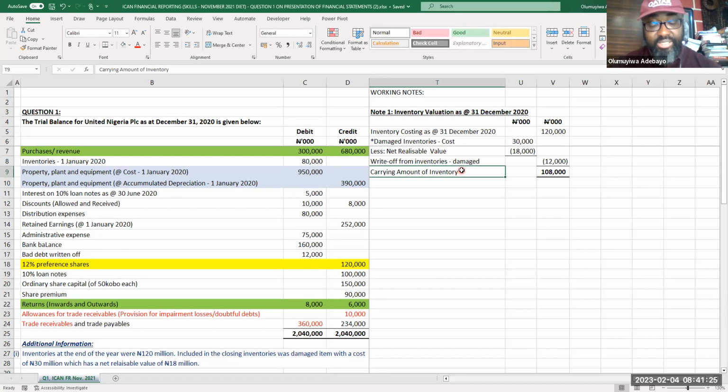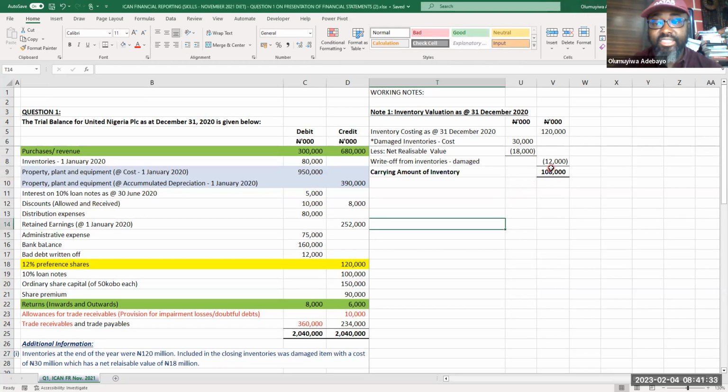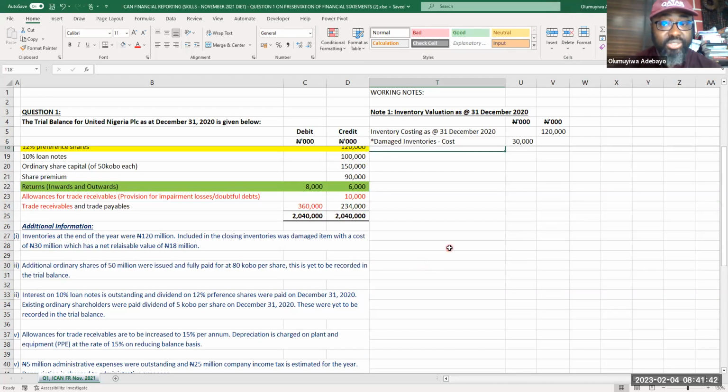And that's what we've done in this case. Now we have successfully done this, which means our inventory is no longer 120, but it is 120 less 12, which is now 108. And that is what it is at this moment. Now we have dealt with that first additional information.